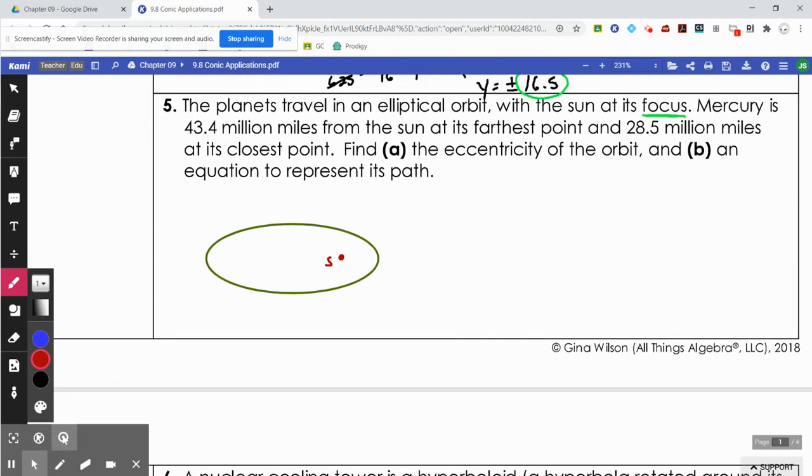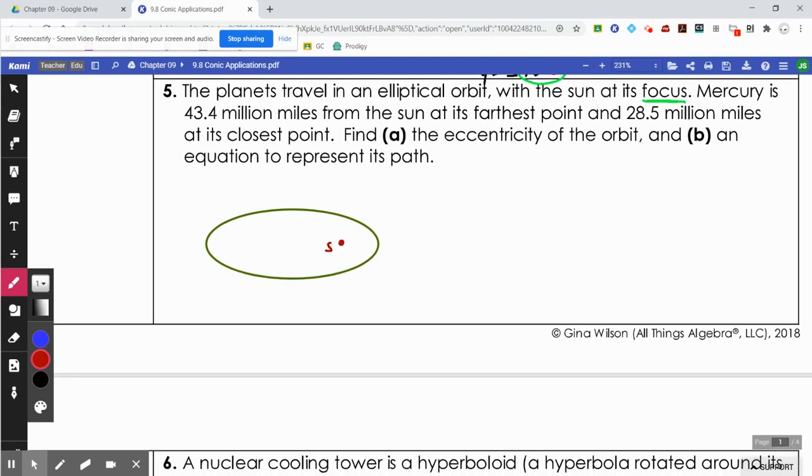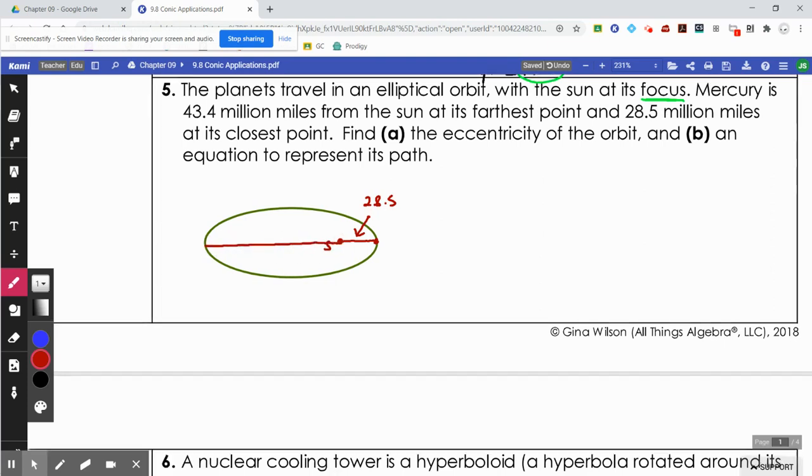Okay, so here's my elliptical orbit, and there's my focus, which is the sun. So let's look at Mercury when it's at its closest point, which would be about right here. The distance from the closest point would be 28.5 million miles. And then when it's at its farthest point, which would be all the way over here, that's as far away as it gets from the sun, that's going to be 43.4 million miles away.